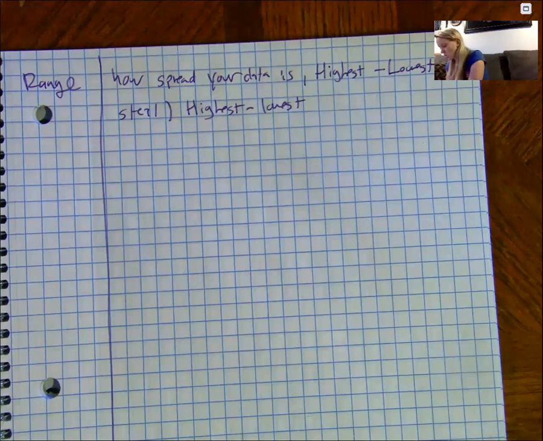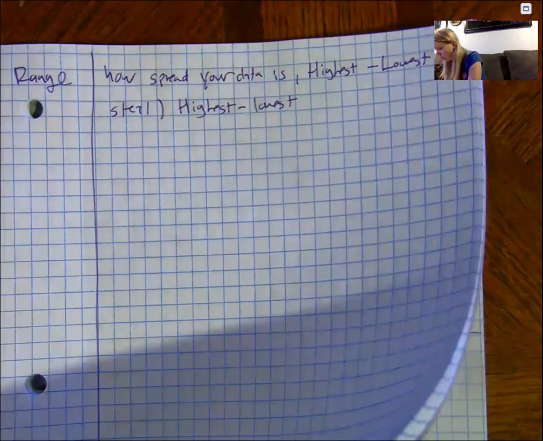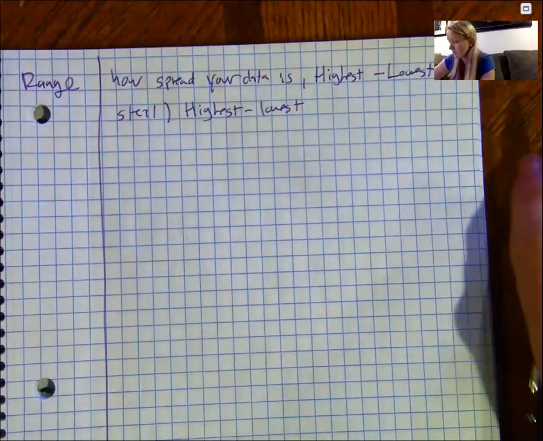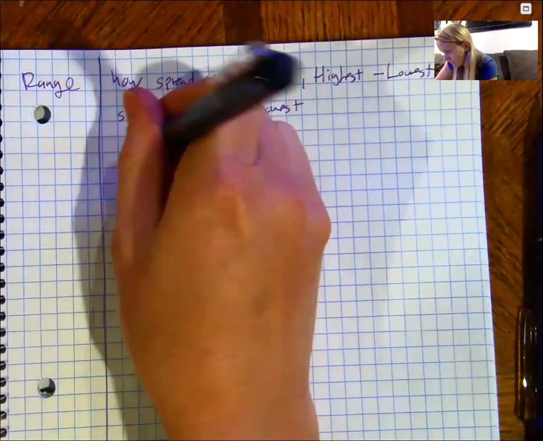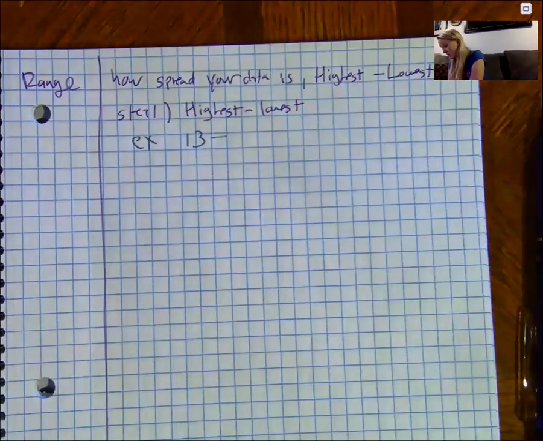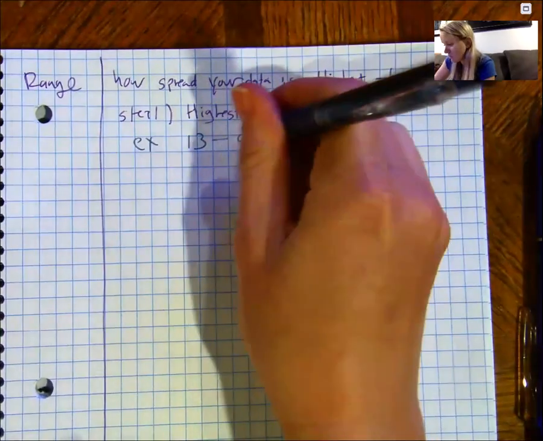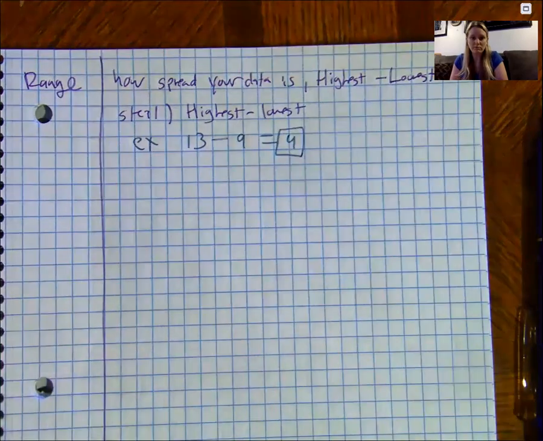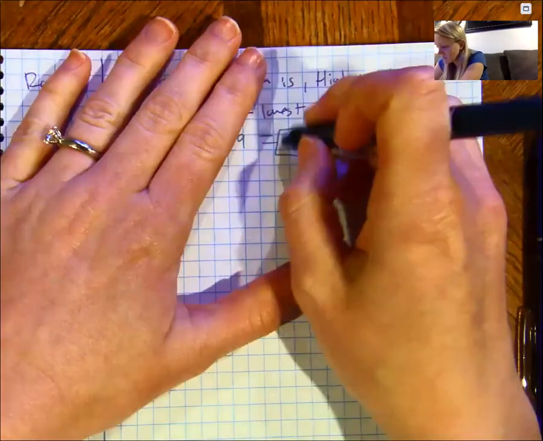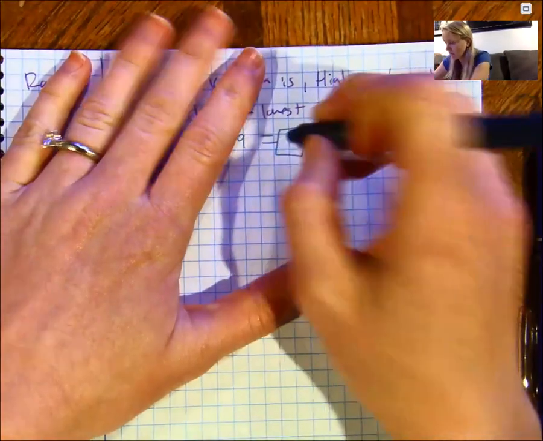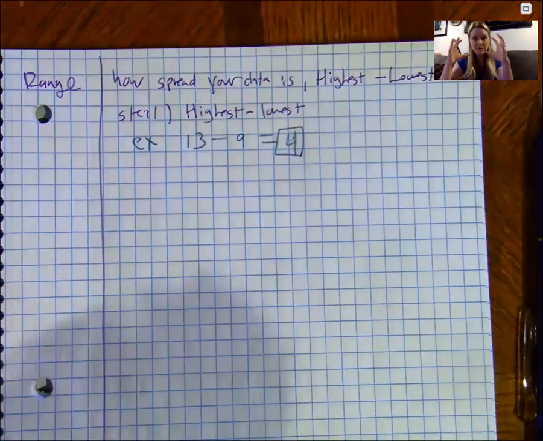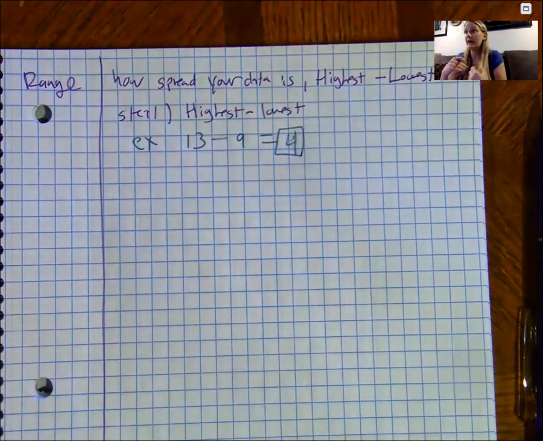So if we go back to our movie question, our oldest kid there was 13, and our youngest kid there was 9, which means that our range was 4. That tells us that the age range of people at the movies only spread by 4. If I was an advertiser for this movie, I would know that I only have about 4 years I need to advertise to. Most people coming to my movie are pretty close in age.